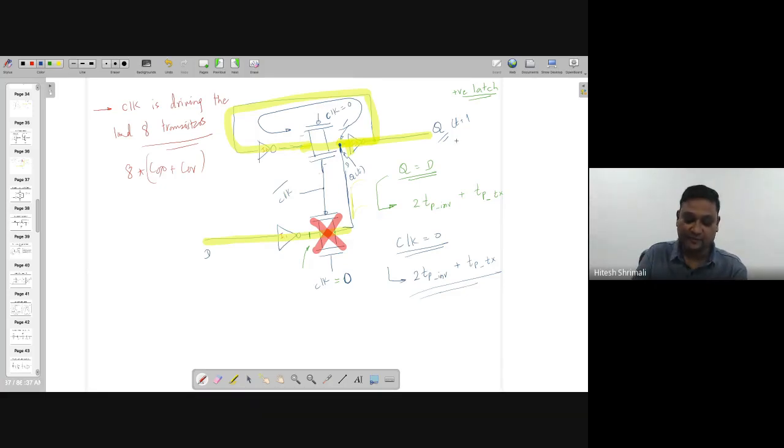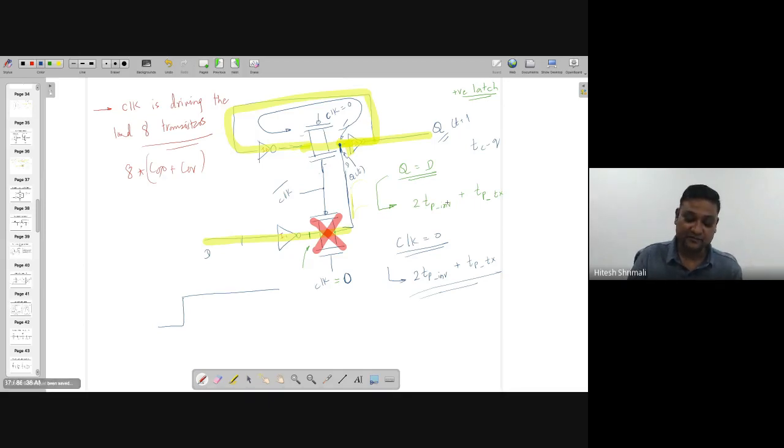Two things are happening. Now, as you know, these are the propagation delay, or the output which is going from D to Q. You can also call this one as TCQ. It's contamination delay going from D to Q, right? So that will be 2 TP inverter plus TP TX, or in another case it's 2 TP inverter plus TP TX.